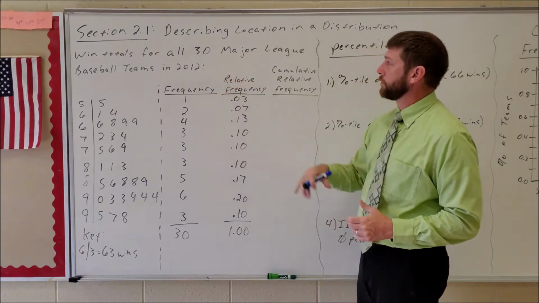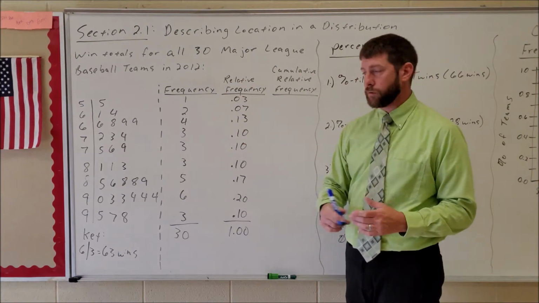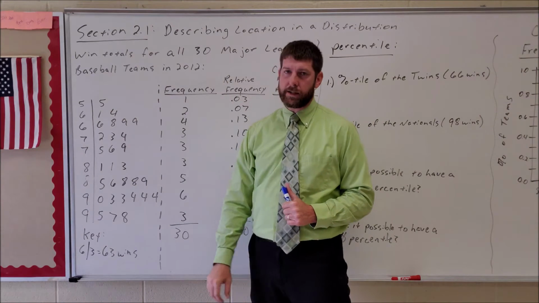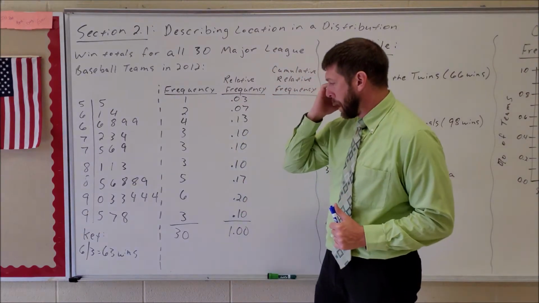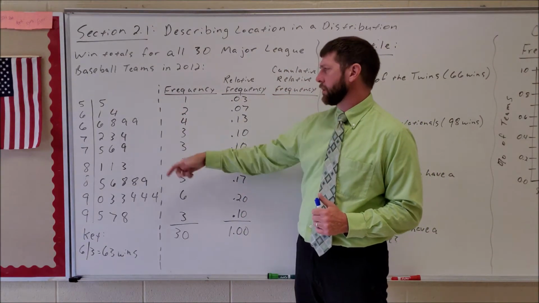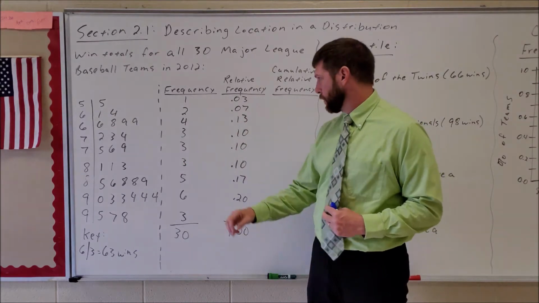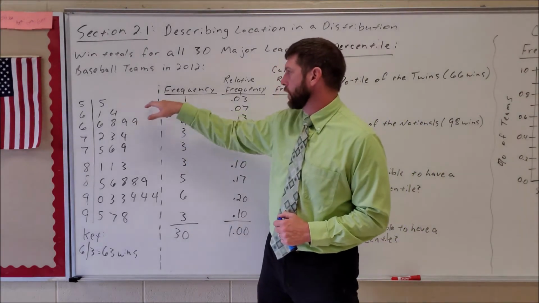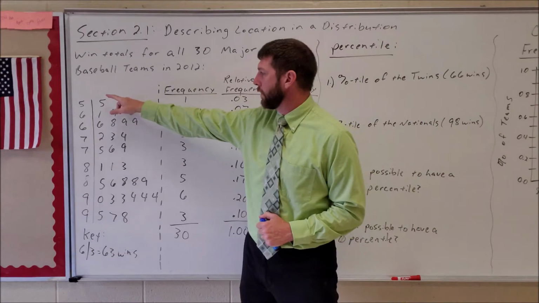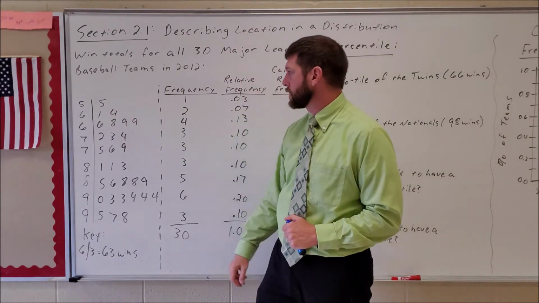We have the win totals for all 30 Major League Baseball teams from 2012. I've gone ahead and organized it in a stem plot for you, and started doing a few calculations. So we know the frequencies. These are kind of like our row totals. I've done a split stem here, as you can tell.